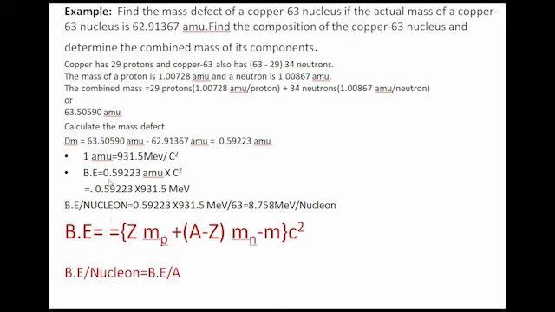Then let us find what is binding energy per nucleon. It is nothing but the binding energy divided by the number of nucleons present, that is nothing but the mass number of the atom. So binding energy per nucleon is equal to 0.59223 into 931.5 divided by 63. The total number of nucleons present inside the nucleus is 63. So that value is 8.758 MeV per nucleon. So this is known as the binding energy per nucleon.